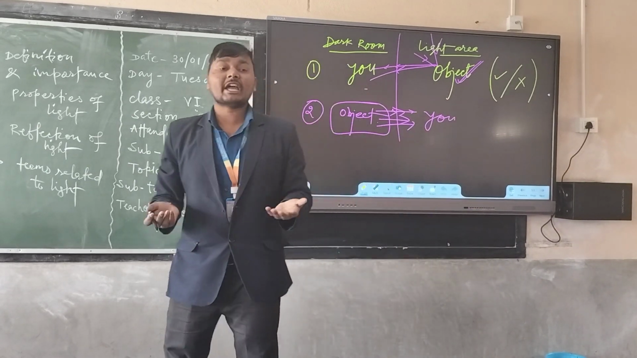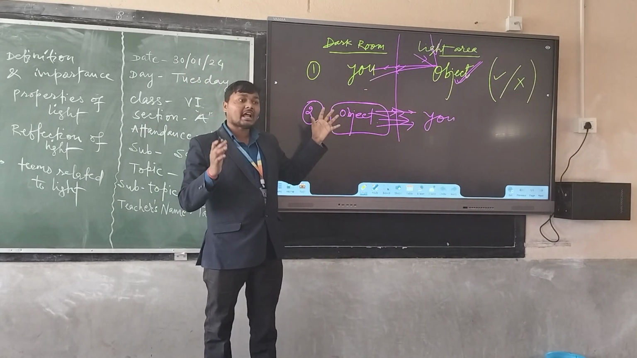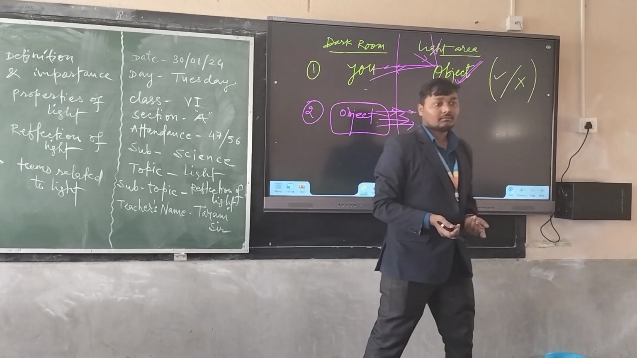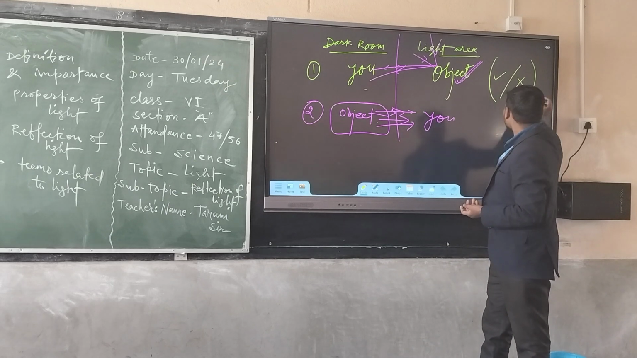There is no source of light in the dark room, so no light will be reflected from the object and no object can be seen. Understood? Yes, sir.